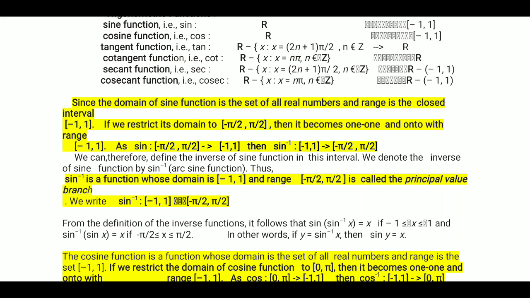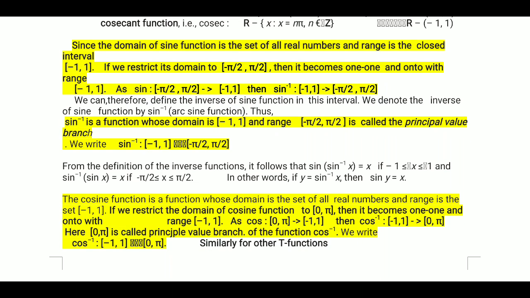We write sine inverse as a function from [-1, 1] to the closed interval [-pi/2, pi/2]. From the definition of inverse function, it follows that sin(sine inverse x) gives you x if x lies between -1 and 1, and sine inverse(sin x) also gives you x if x lies between -pi/2 and pi/2.